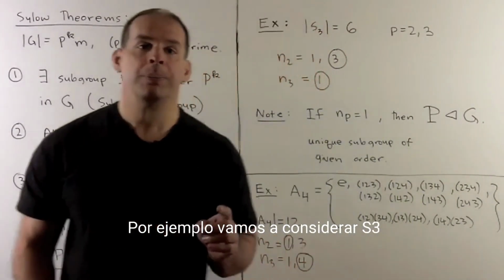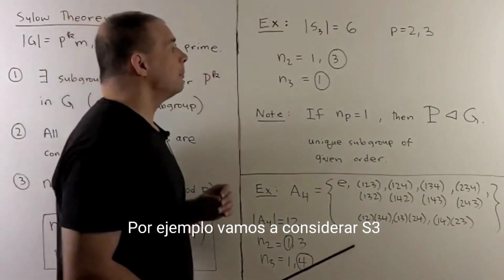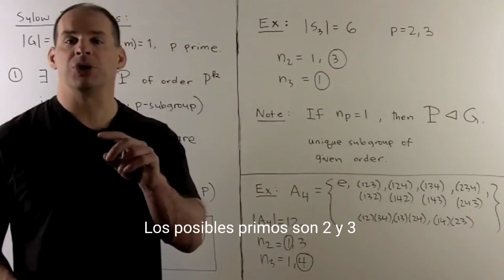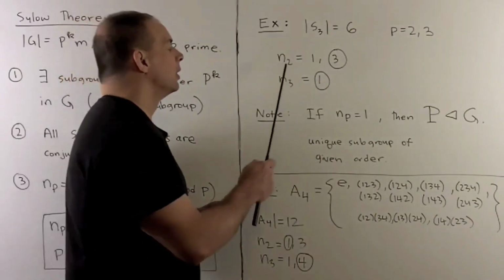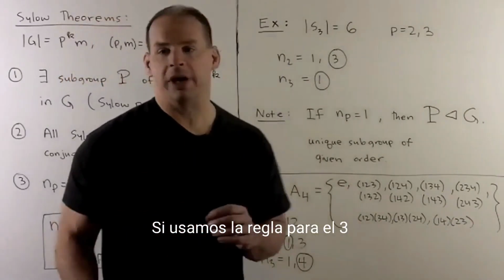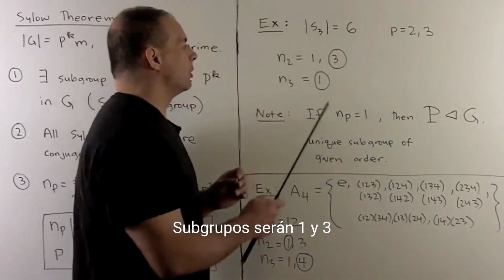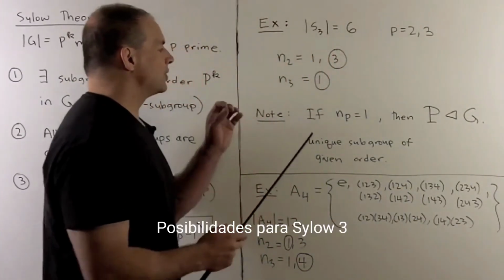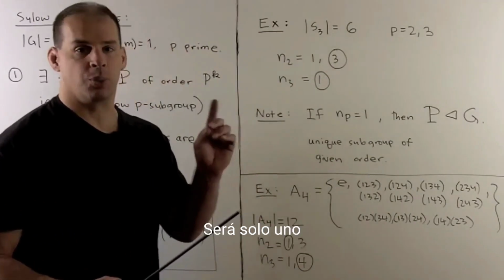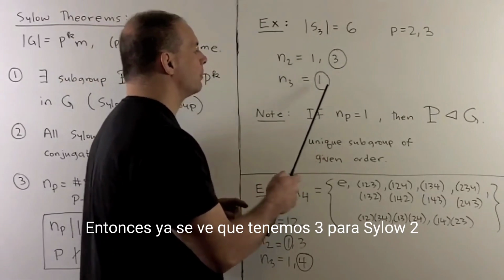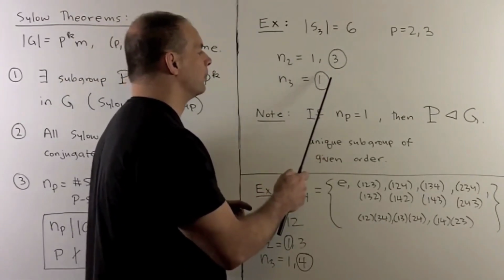For an example, let's consider S3 again. So here the order is equal to 6. Possible primes are 2 and 3. If we use rule number 3, possibilities for Sylow 2 subgroups are going to be 1 or 3. Possibilities for Sylow 3s are going to be just 1. So we've already seen that we have 3 Sylow 2s and 1 Sylow 3.